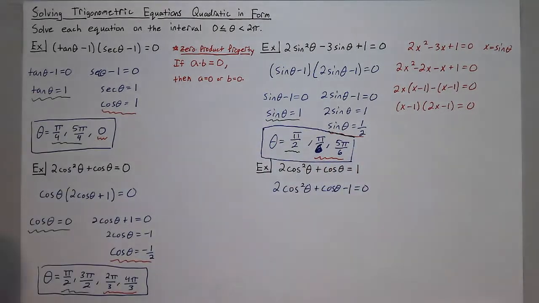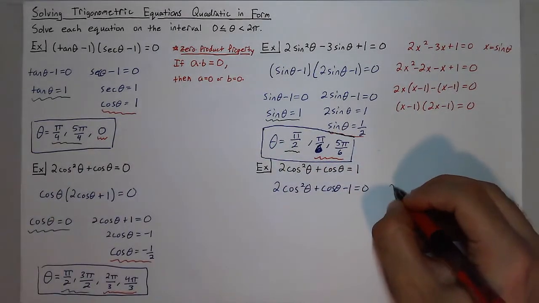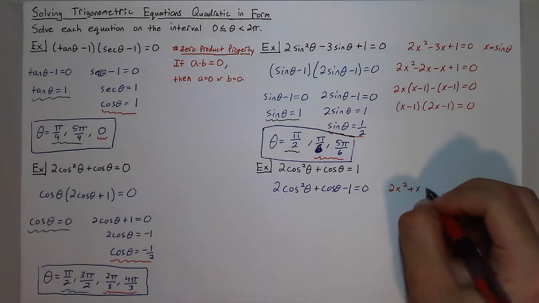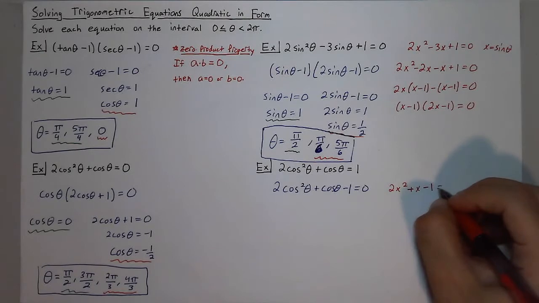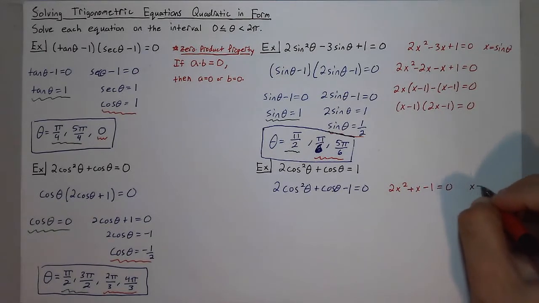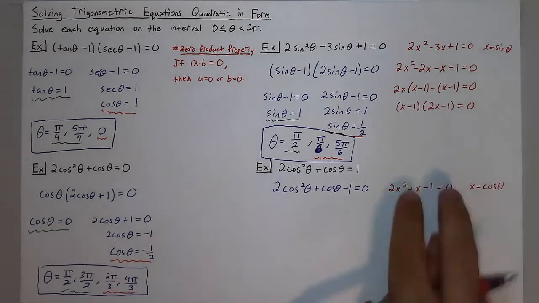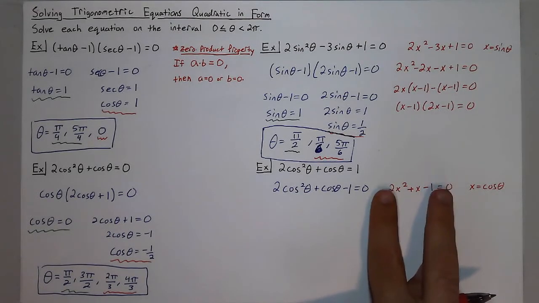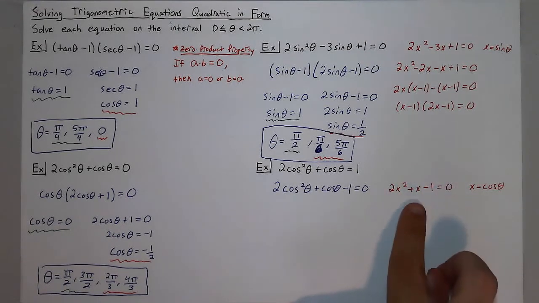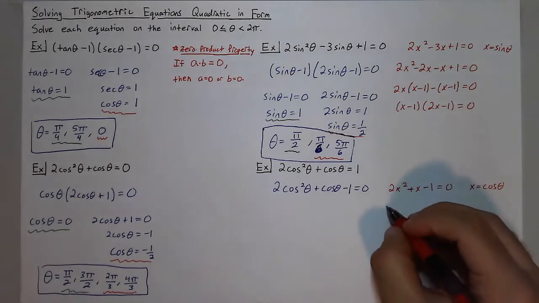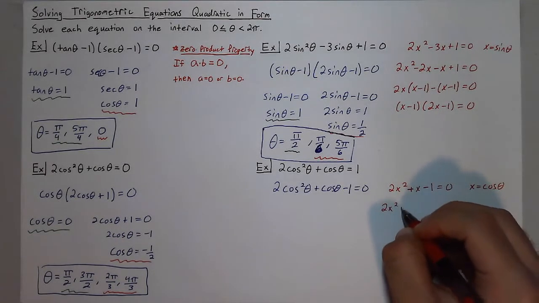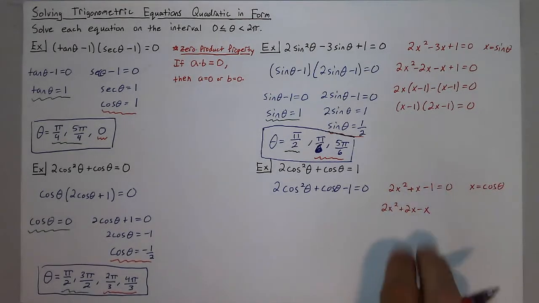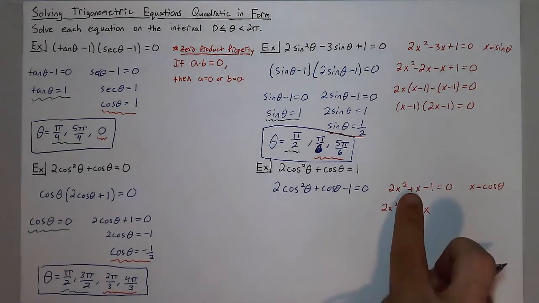So I have 2 cosine squared of theta plus cosine of theta minus 1 equals 0. And now I'm going to use that very similar technique. 2x squared plus x minus 1 equals 0, which just means that x is equal to cosine of theta. And I'm just going to factor this like a normal quadratic, meaning I'm going to find two numbers that multiply to -2 while they add to a positive 1, which is going to be 2 and -1. 2 times -1 is -2, and they add to a positive 1 in the middle.